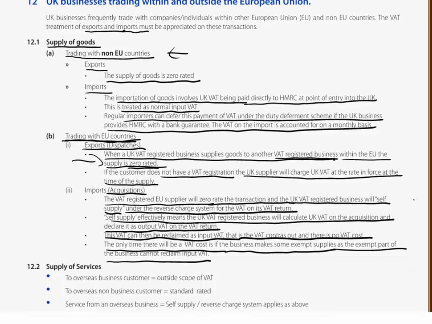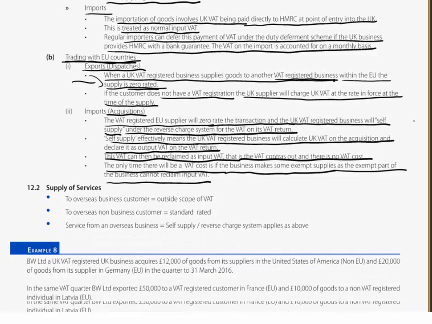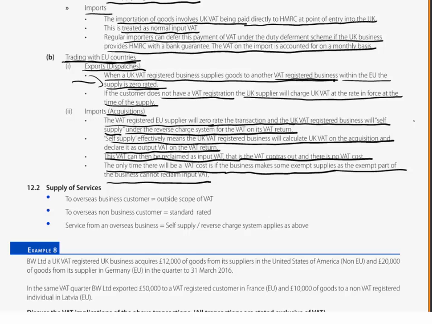Finally, here's a lovely word, finally. The supply of services. Now it's a lot easier. If you are selling to a business customer, doesn't matter where that business customer is, if it's overseas, then any such sale, provision of service to the overseas business customer, is outside the scope of VAT. If it's to an overseas non-business customer, basically an individual, then it must be a standard rated sale.